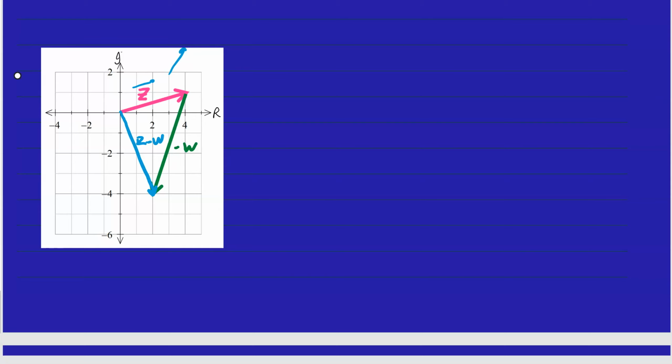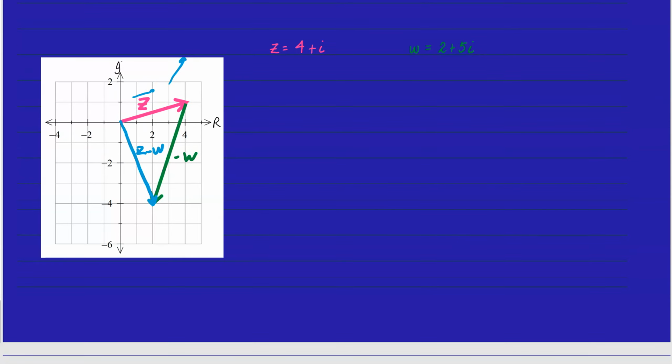Just write that there. We can confirm this: z take w would be 4 plus i, minus all of this, so minus 2 and minus 5i. So we end up with 4 take 2 is 2, take 4i, and if you have a look, across 2 and then down by 4, so that corresponds.